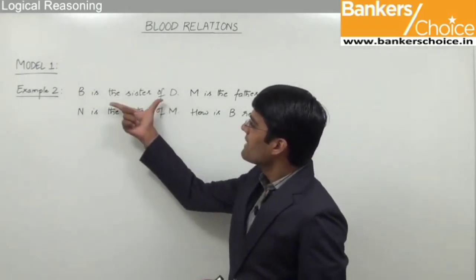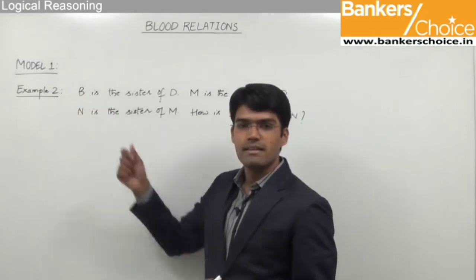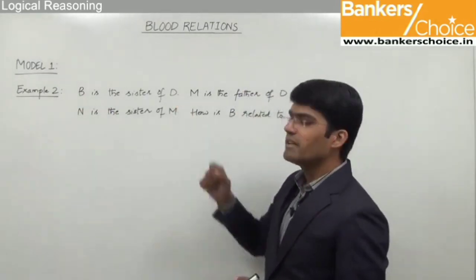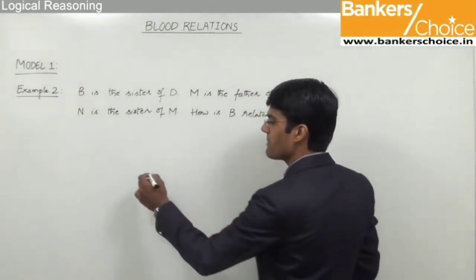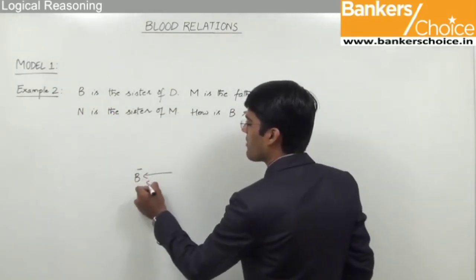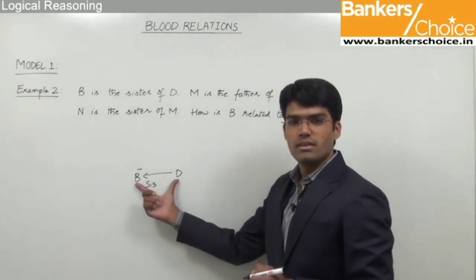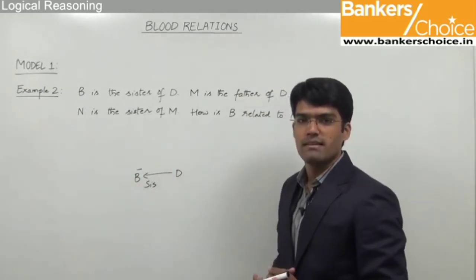The first statement here is B is the sister of D. So very clearly B's gender is female, but the gender of D is not known to us. So this can be represented as B with a minus sign, and she is the sister of D. And remember, we are keeping these two persons on the same level as they belong to the same generation.